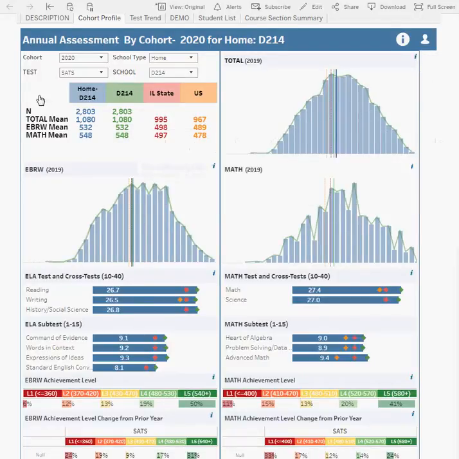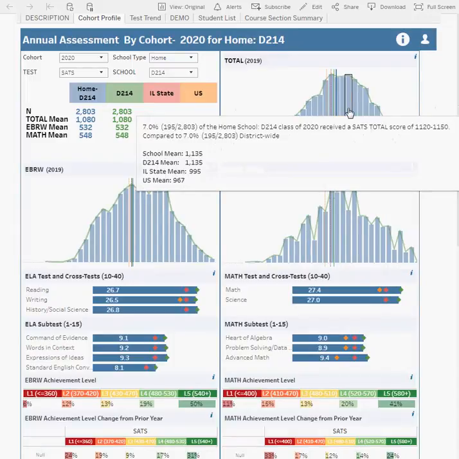So this first set of tiles are all around looking at mean scores and distributions around all of the individual test scores that are part of the College Board suite of assessments. So here we're looking at, for the class of 2020, for the SATs, the distribution of SAT scores. You see this bar, but if I hover over it, you can see the mean for the school was 1135, the district mean was 1135 because we have district chosen, but it also tells me that 7% of the students at the selected school, the district, were at the 1120 to 1500 mark.